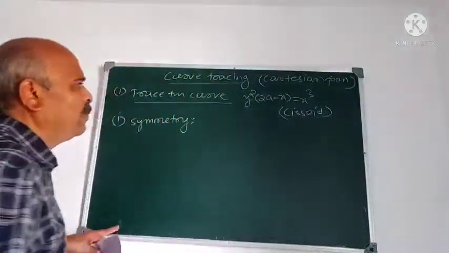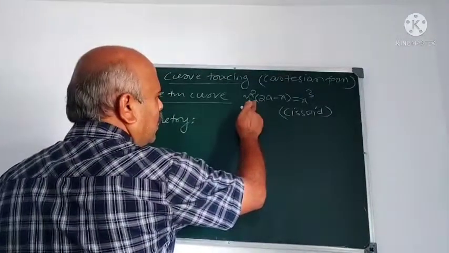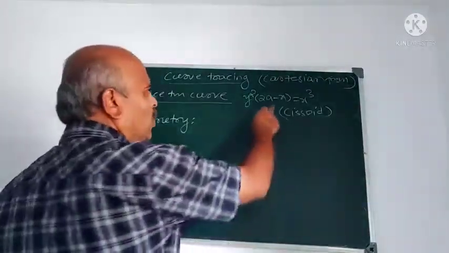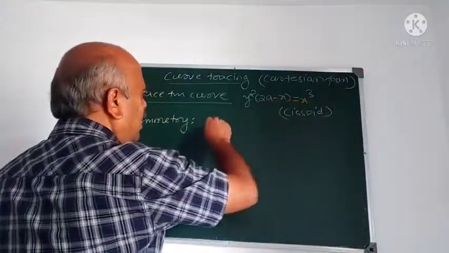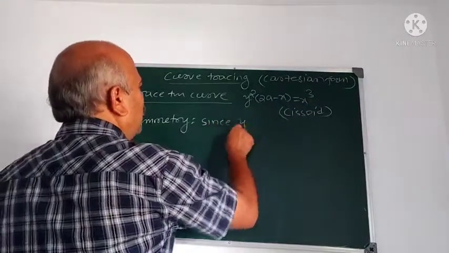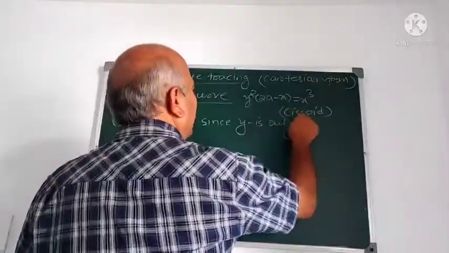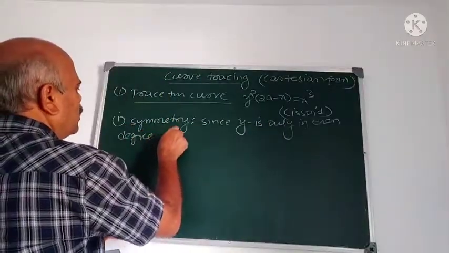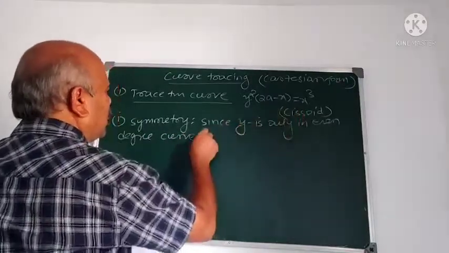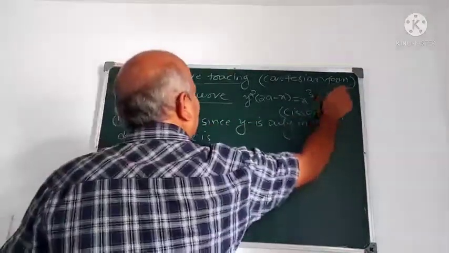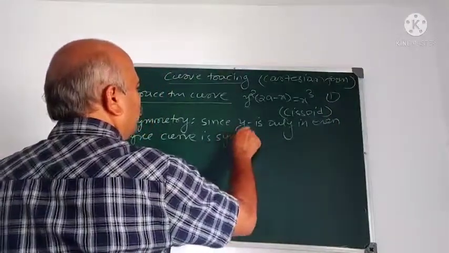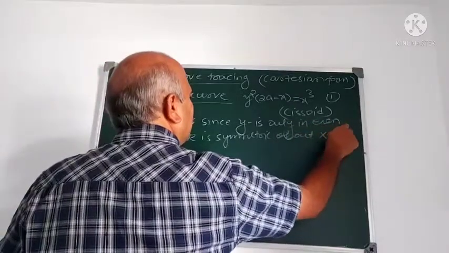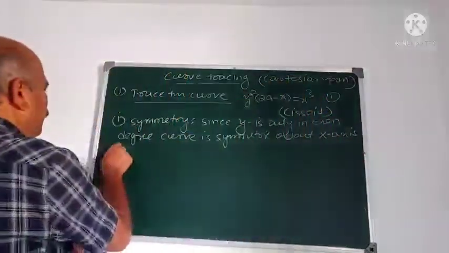First one, symmetry. See here, y occurs in only even degree, but x occurs in odd degree. Since y is only in even degree, the curve is symmetric about the x-axis. Given curve is symmetric about x-axis because y is even degree.